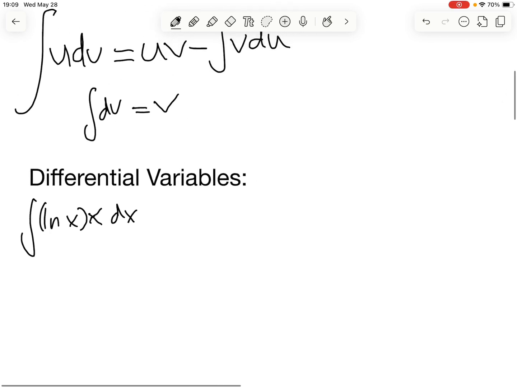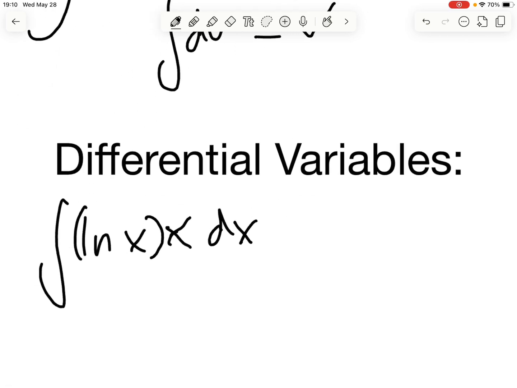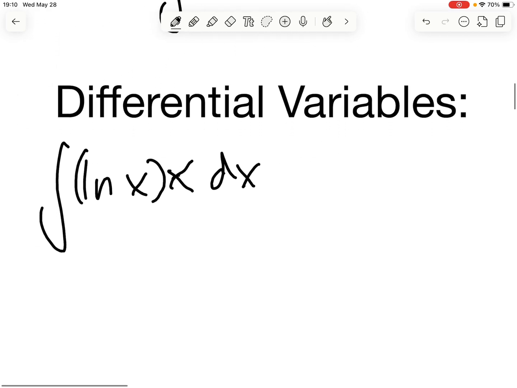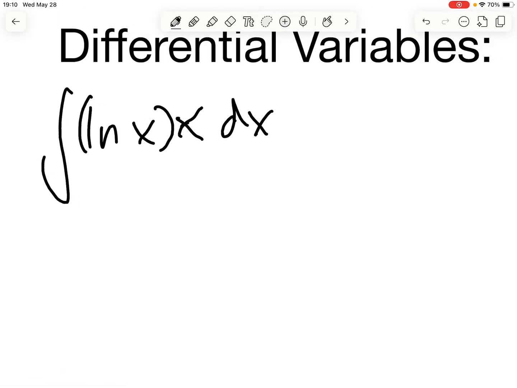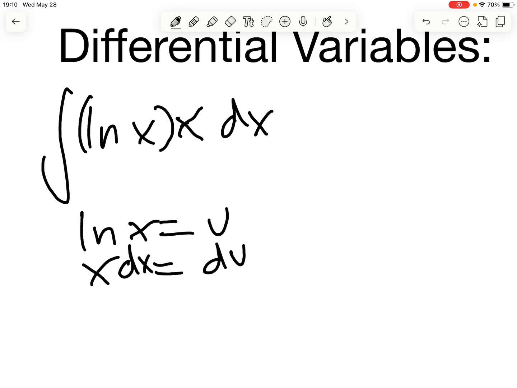Now, what do you think would be the u? Well, I guess, since we're multiplying two functions together, and that's literally how integration by parts works, let's just say ln x equals u, and x equals dv. Well, I guess x dx.